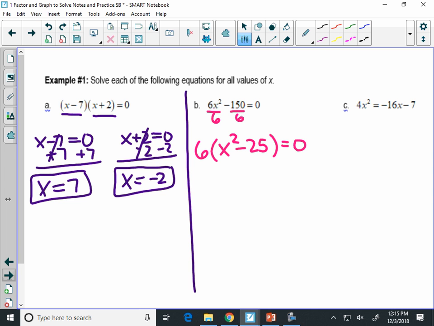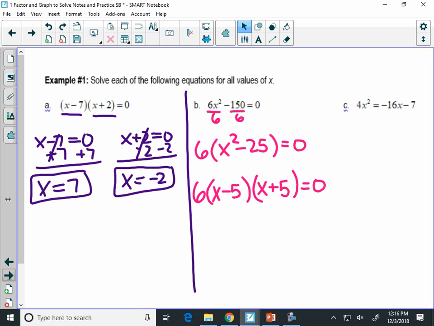Okay. So I have that. I factored the GCF. Now I look again. Can I factor that anymore? How? Difference of squares. All right, so this would be 6 times, square root of x squared is x. What's the square root of 25? 5. So I have x minus 5 times x plus 5. Still equal to 0. Now, when I use the zero product law here, I take each factor that has an x in it. Right? So I'll take x plus 5, set it equal to 0, and x minus 5.